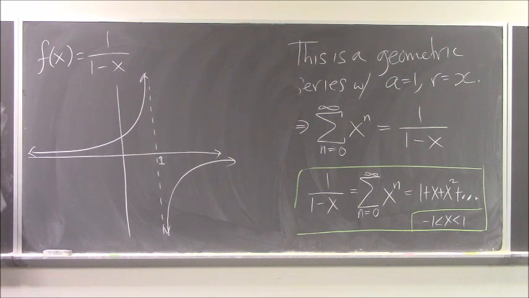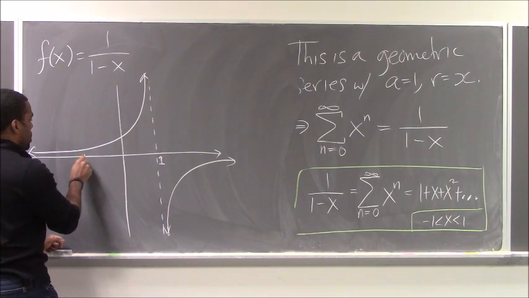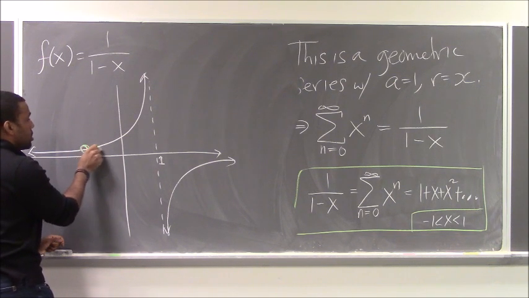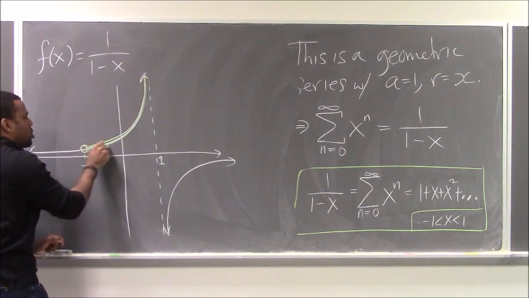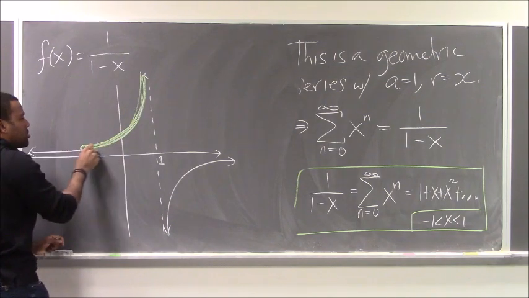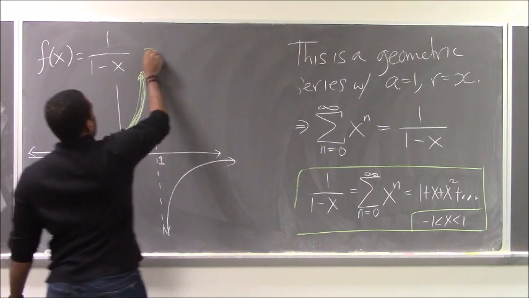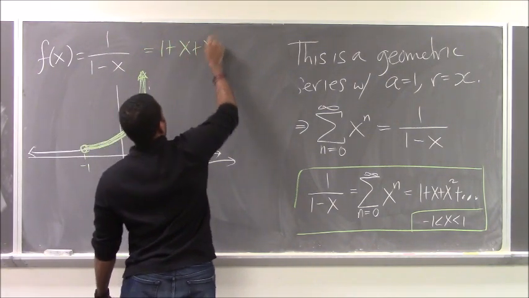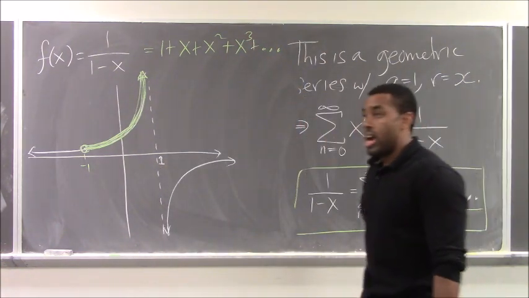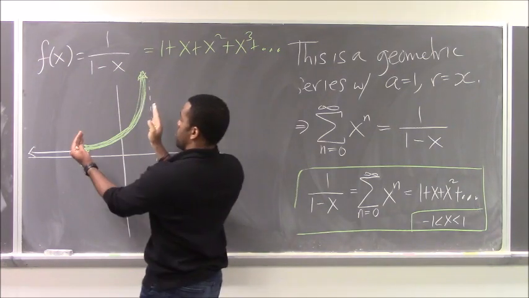And basically what we're seeing is, between minus 1 and 1, so from here, open circle, this whole part of the graph here, that is represented by 1 plus x plus x squared plus x cubed plus dot dot dot. This location of the graph, I can write this function as this infinite polynomial once I'm within this window.